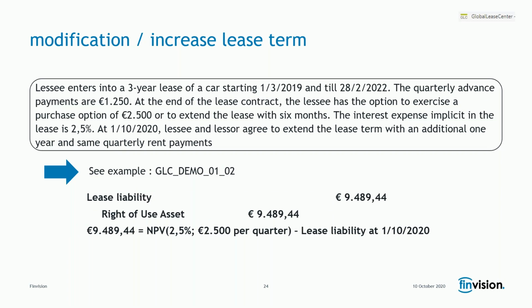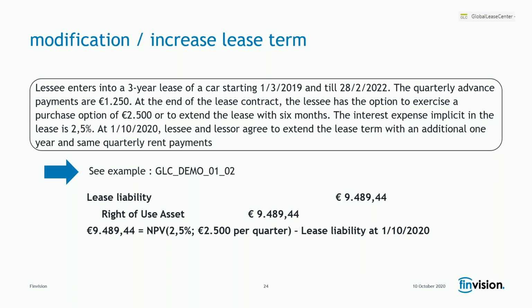If I go back to my first example, we have the 3-year lease contract for the car, with quarterly advance payments, as you know. At the end of the lease contract, the lessee has the option to exercise the purchase option or to extend the lease by 6 months. The interest rate is the same. Then on the 1st of October 2020, the lessee and the lessor agree to extend the lease term. So we have a change in lease term, an additional year. The maturity of the lease will not be 28th of February 2022, but 28th of February 2023.